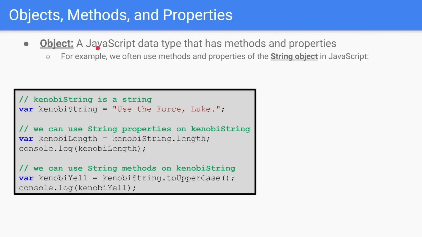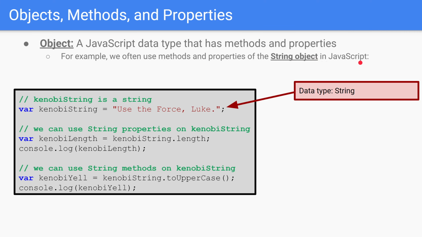And what is an object? This is a JavaScript data type that has methods and properties. And so there are two main objects we're going to talk about today. There is the string object and the number object. For example, it says we often use methods and properties of the string object in JavaScript.